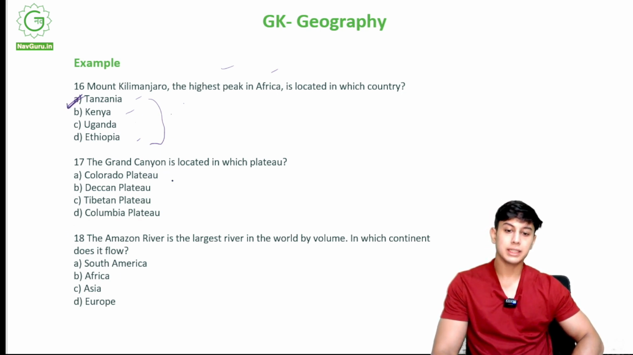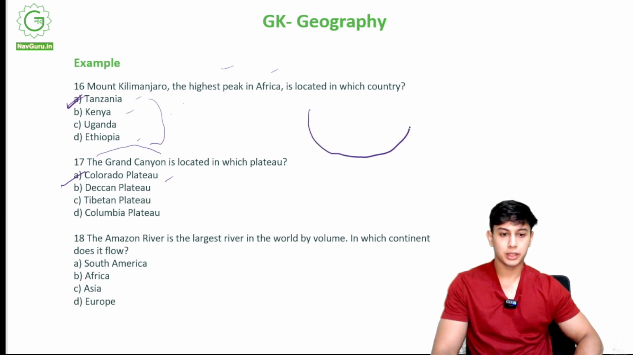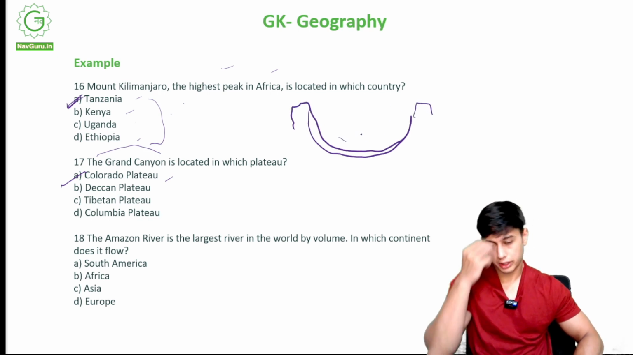The Grand Canyon is located in which plateau? So the Grand Canyon is located in which plateau? The Colorado Plateau, the Deccan Plateau, the Tibetan Plateau, or the Columbia Plateau. Okay, it is easy. It is in America and it is in Colorado Plateau. So the Colorado Plateau has the Grand Canyon. It is a very big canyon like this, has mountains like these, and this is a canyon, right?